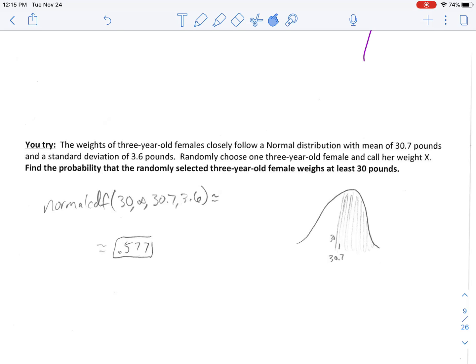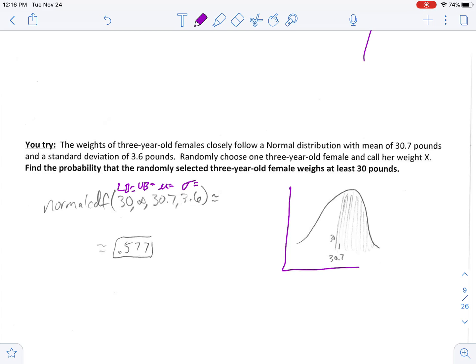So the setup is slightly different in that we call it a random variable, but it's really just what we did in Unit 3, when we did normal distributions. Normal CDF, because we don't know the probability, we want to know the area under the curve, starting with a lower bound of 30 pounds and an upper bound of infinity, okay, with a mean of 30.7 pounds and a standard deviation of 3.6. So again, you should be writing all those things in.